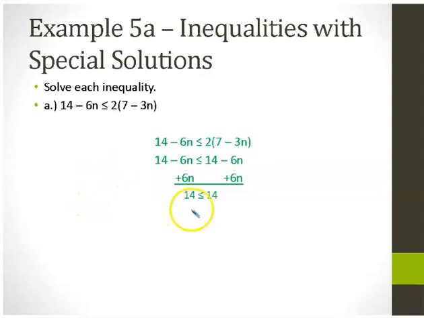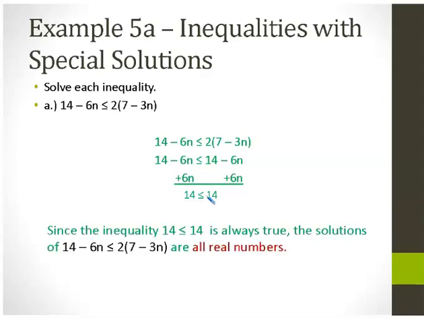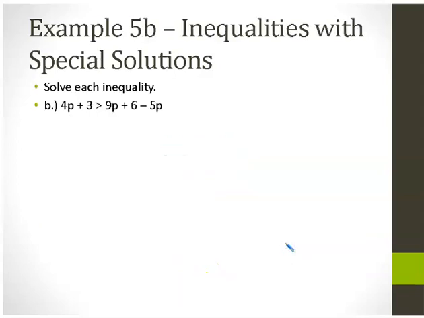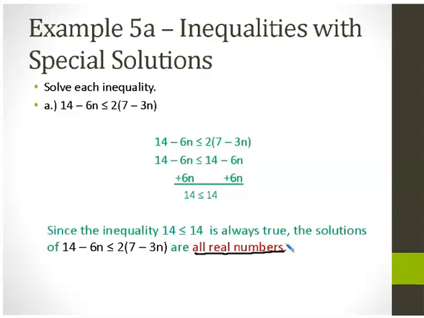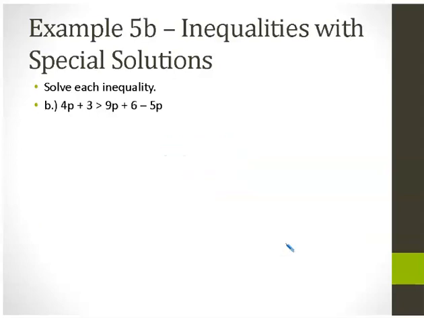And what you notice here is, once that happens, the 6 n's go away on both sides, and I'm left with this, that 14 is less than or equal to 14. Well, is that true? When I think about it in my mind, sure, 14 could be equal to 14. So what we say is that since the inequality is always going to be true, the solutions for that inequality are all real numbers. It's everything. So anything I give you would be correct. So that's one special solution.